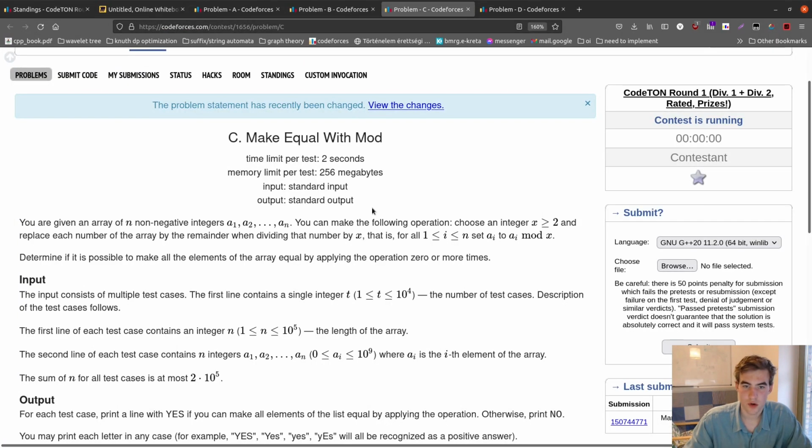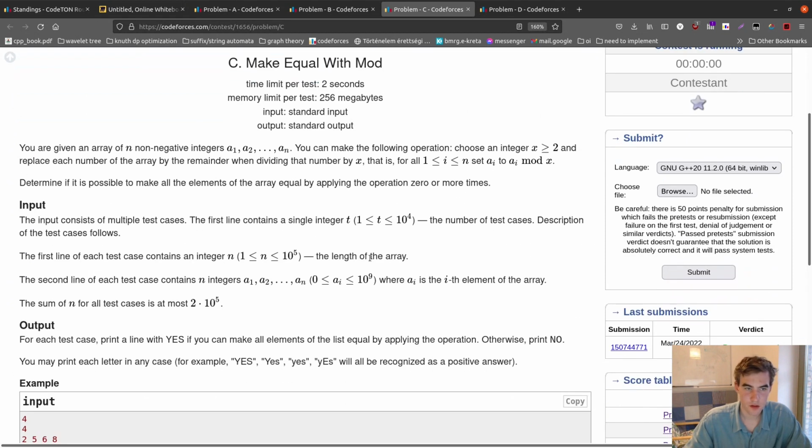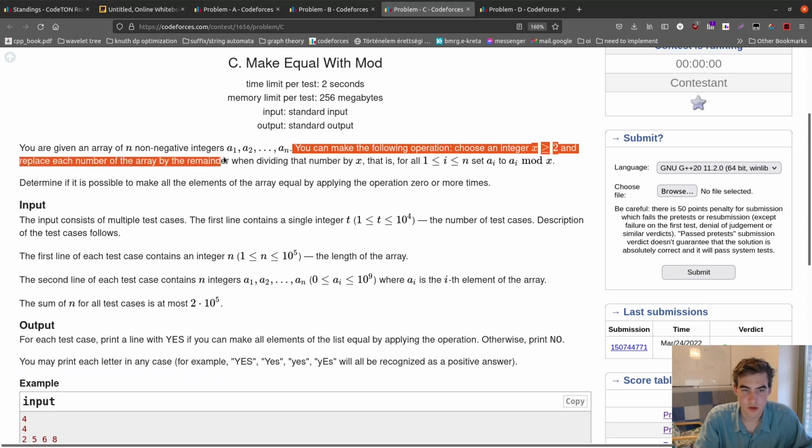Okay, moving on to problem C. In this problem, a constructive problem yet again, we were given an array of n integers, and we can make the following operation. Choose an integer x and replace each number of the array by the remainder when dividing that number by x.